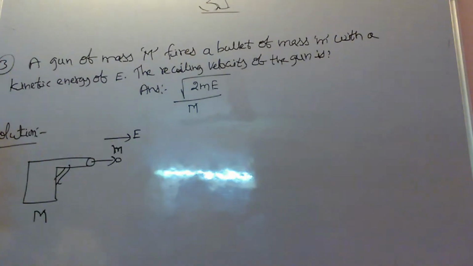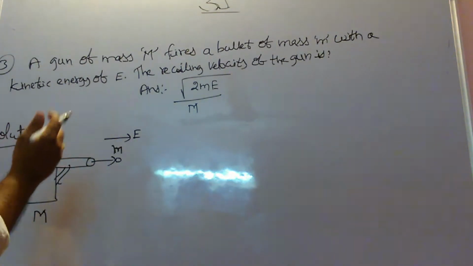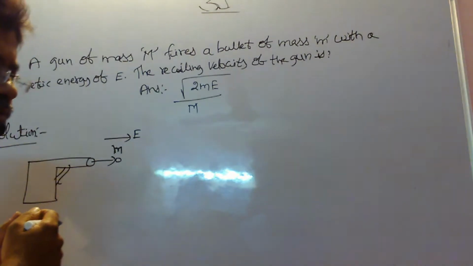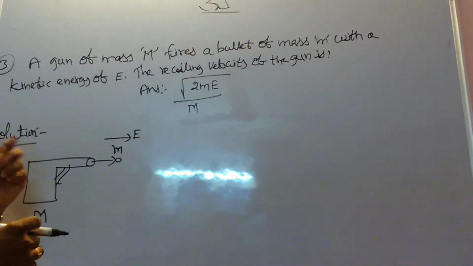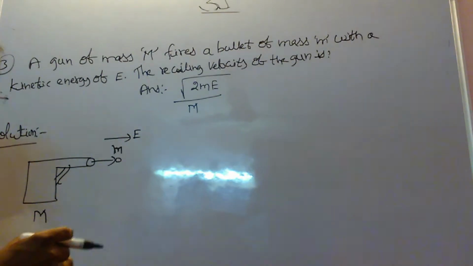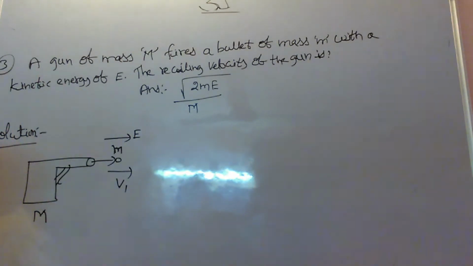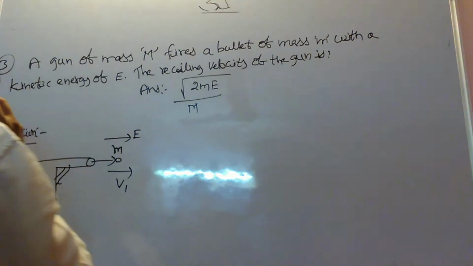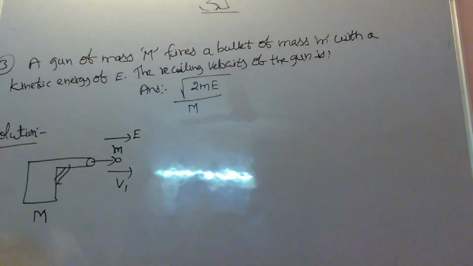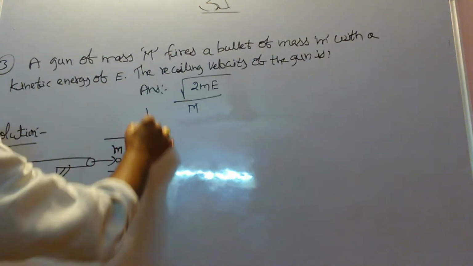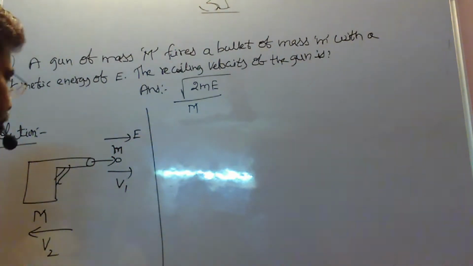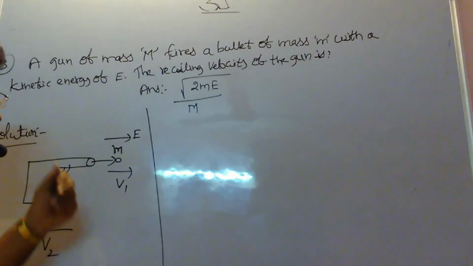Before firing, bullet and gun both are at rest. After firing, due to chemical energy, the bullet will possess some energy and come out with some velocity. That velocity I am taking as v1. This is action. For every action there must be an opposite reaction due to Newton's third law of motion. So due to this the gun moves backward with a velocity of v2, I am assuming. Now here you apply the law of conservation of linear momentum. Before that, I am assuming the bullet is moving with v1 velocity.